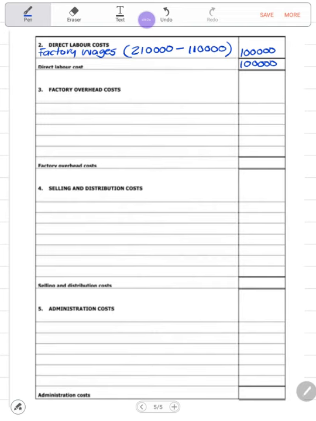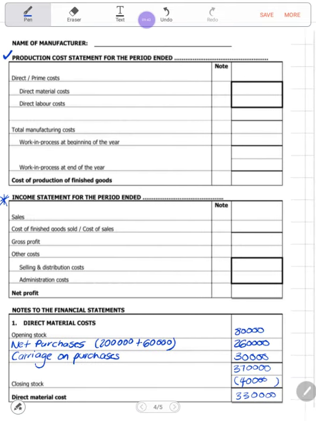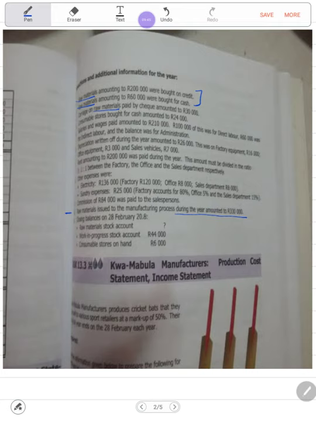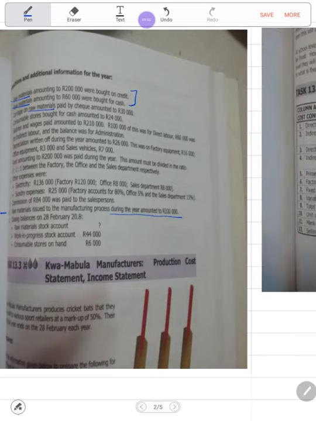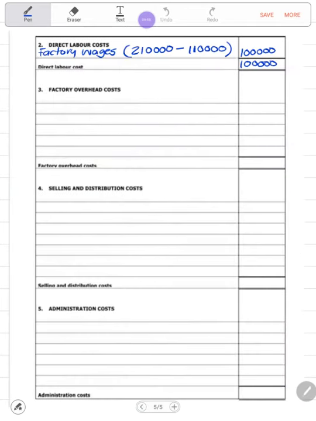Now remember, your factory overheads are all expenses incurred by the factory. We're not interested in the selling and distribution department or the administration department. All of them have their own little niche. For now, we are only focused on the factory. So let's go and have a look. Consumable stores bought for cash amounted to 24,000 Rand. Okay, so consumable stores is a factory overhead, so I'm going to place this over here, consumable stores.